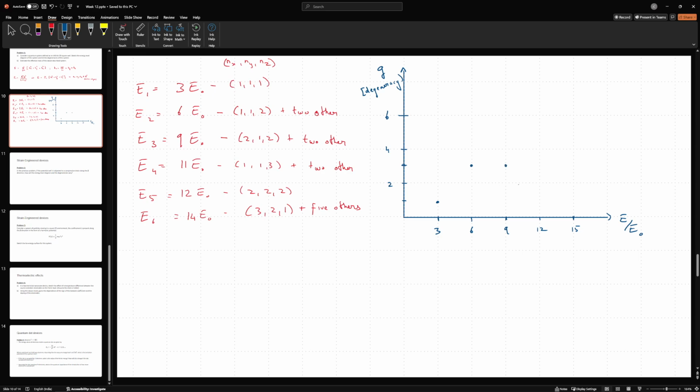And then I had 11 naught, so that is going to be 10 and 11. I'm kind of trisecting this segment. So 11 naught also had a degeneracy of 3. And then we had 12 naught, where the degeneracy once again dropped down to 1. And then we had 14 naught, where the degeneracy shot up all the way to 6.